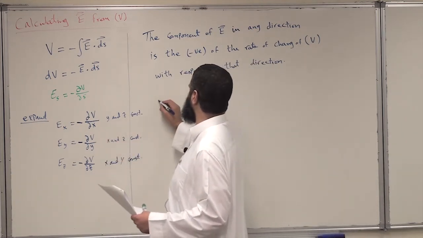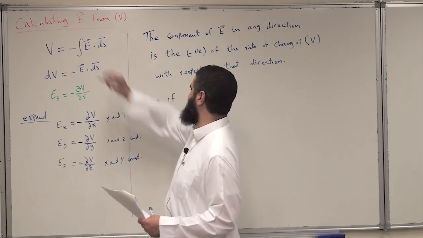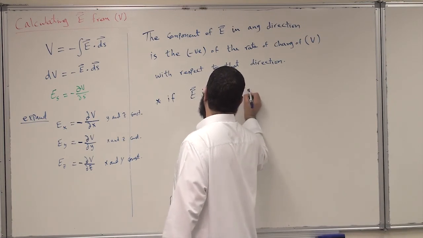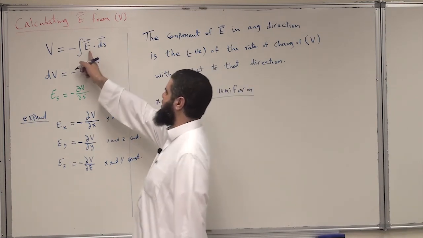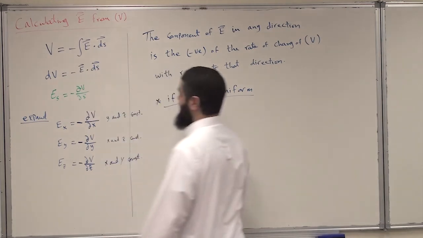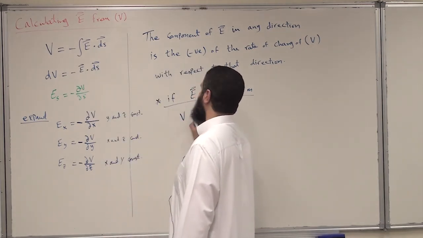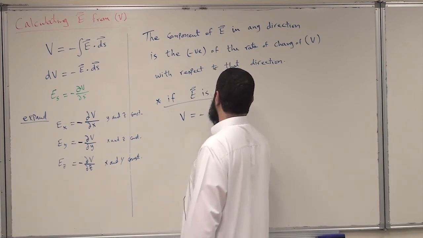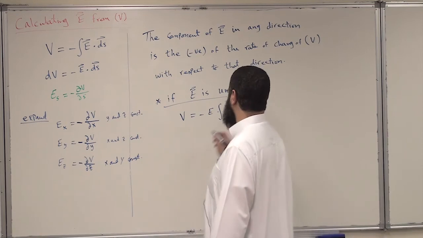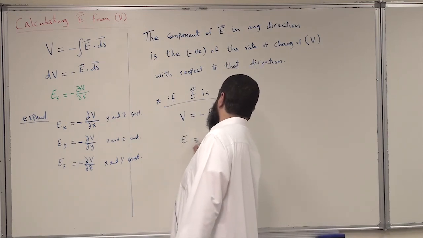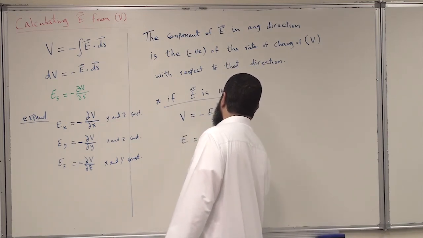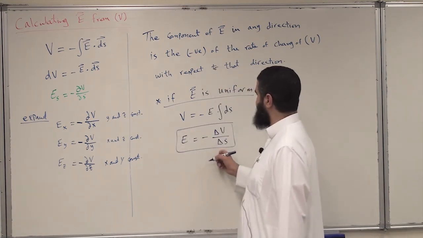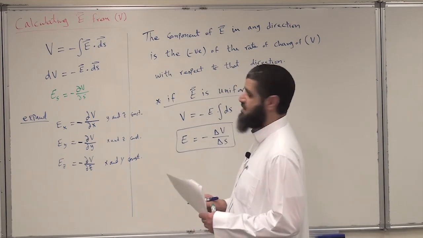Let us have a special case. If the electric field is uniform, what will happen? E will come out of the integration, so V equals minus E dot the integral of ds. But what is the integral of ds? We get delta s. So we'll end up with E equals minus delta V over delta s. This is a special case when the electric field is uniform.